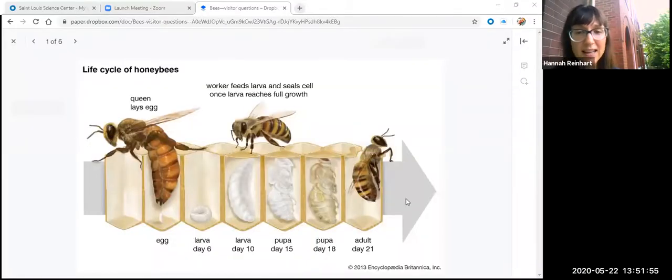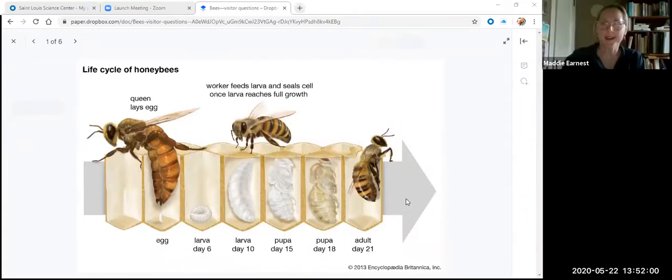And so these baby bees start off looking like a tiny, tiny grain of rice. And then it develops over the course of 21 days into a mature bee that hatches out and is ready to go. Oh, you've got a picture.